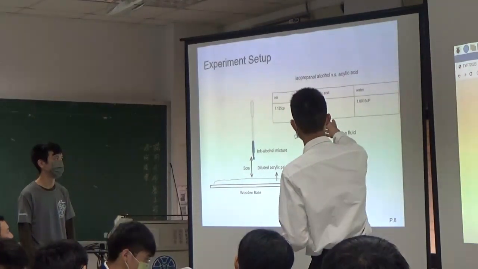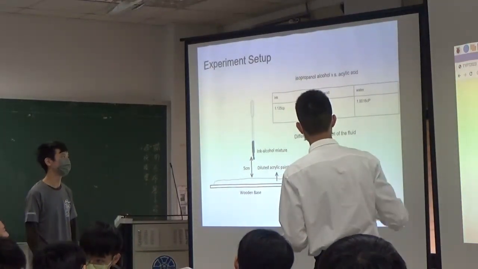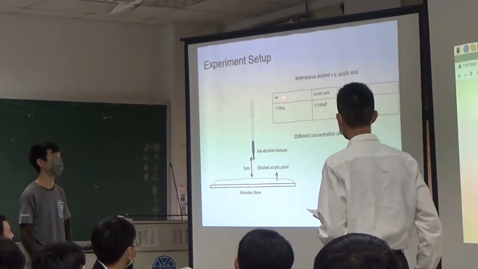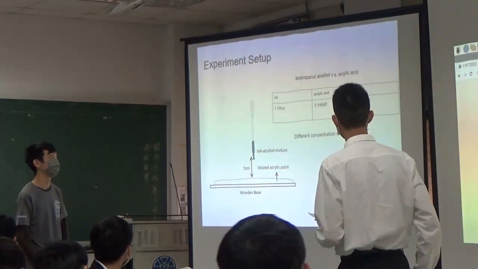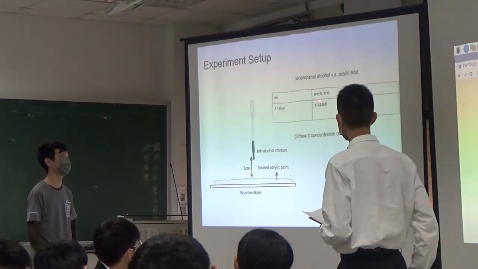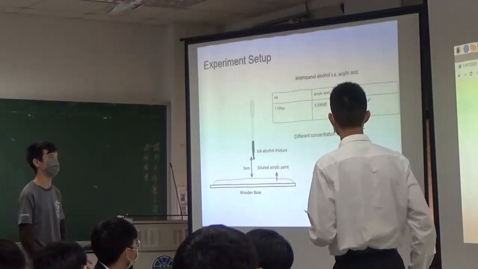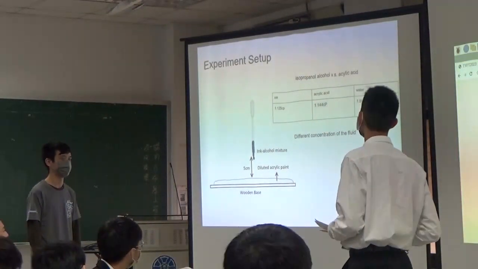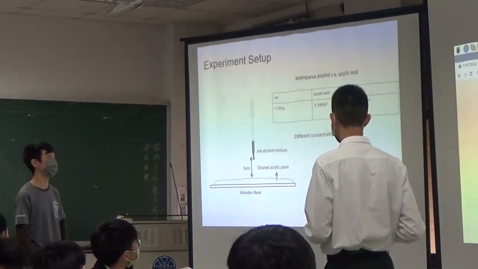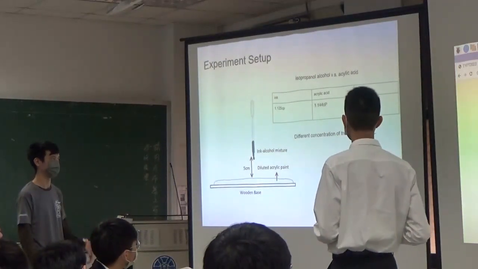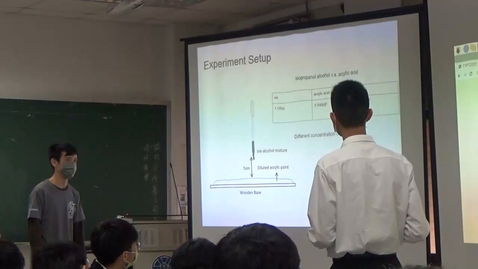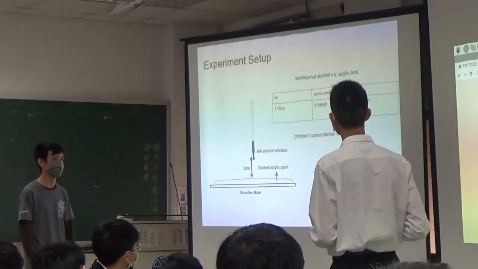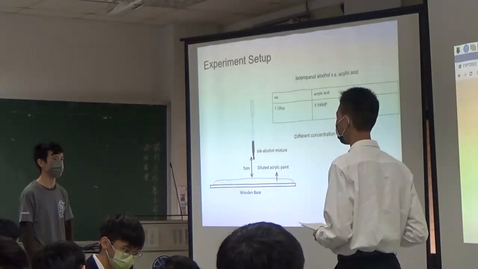Can you explain the water? This is the viscosity of the three liquids: the ink, the acrylic paint, and the water. And cP is the unit of viscosity. Can you explain it more clearly?